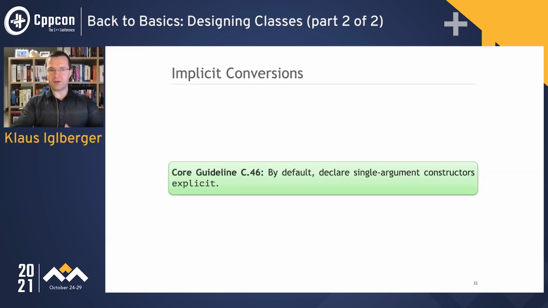And you do find a lot of explicit constructors in the standard library. Good examples, but you also find a couple of exceptions where implicit conversions are desirable. For instance, a C-style string literal can be implicitly converted to a string. We accept that. It's useful.